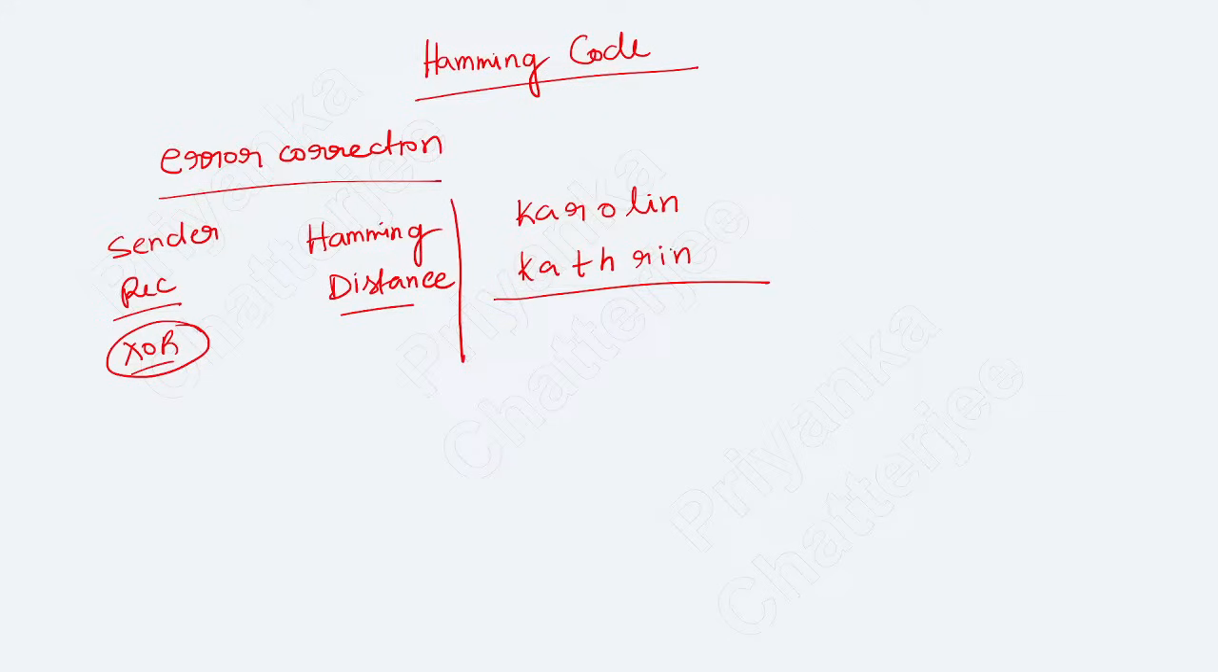Now see that. What are the differences here? You can see here is a difference, here is a difference, here is a difference. So how many differences are there? Three differences are there. That is called the Hamming distance, the difference between the sender bit and the receiver bit.